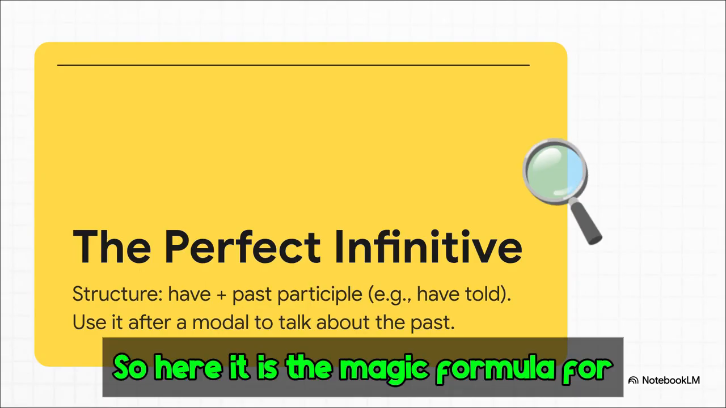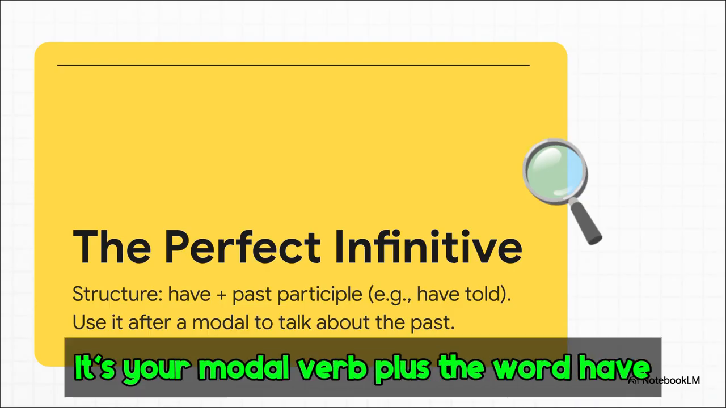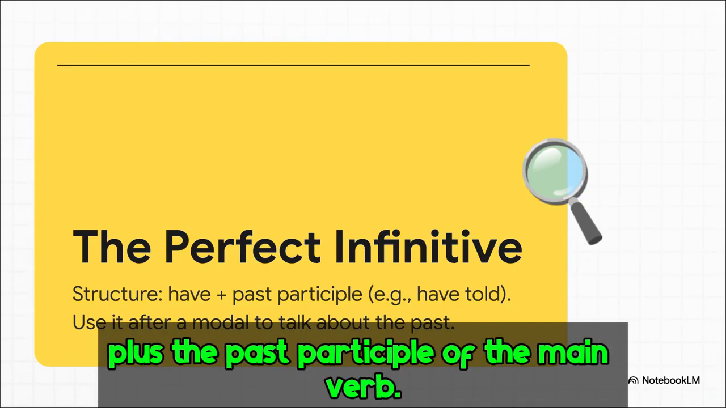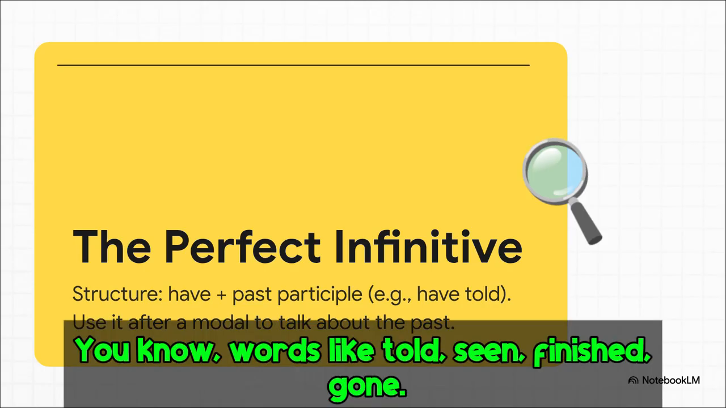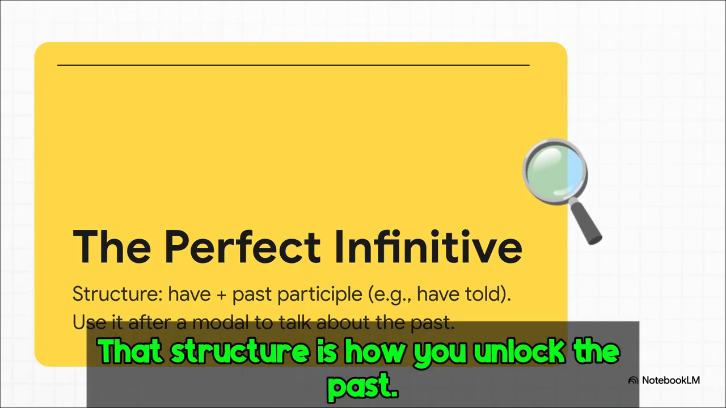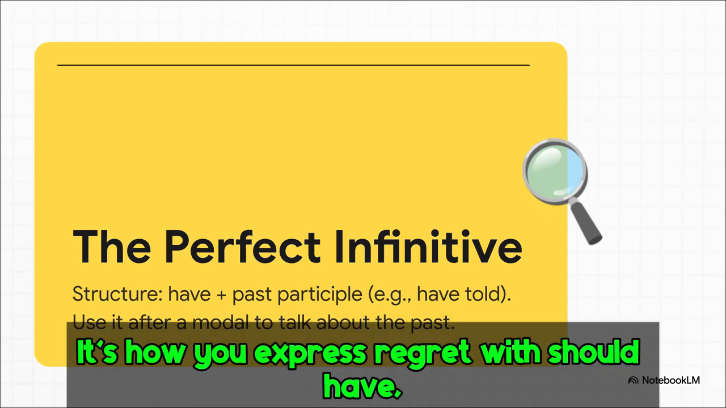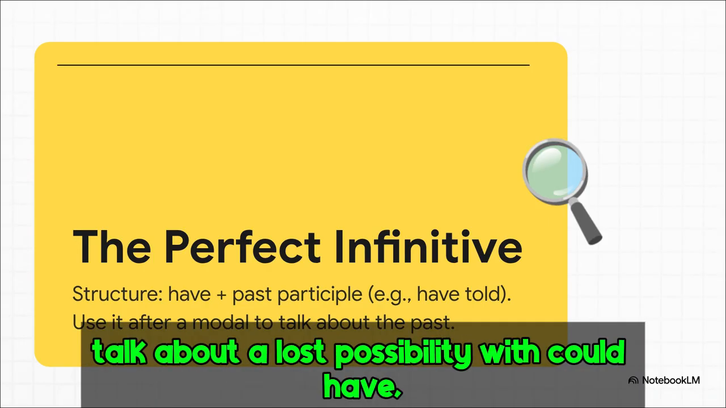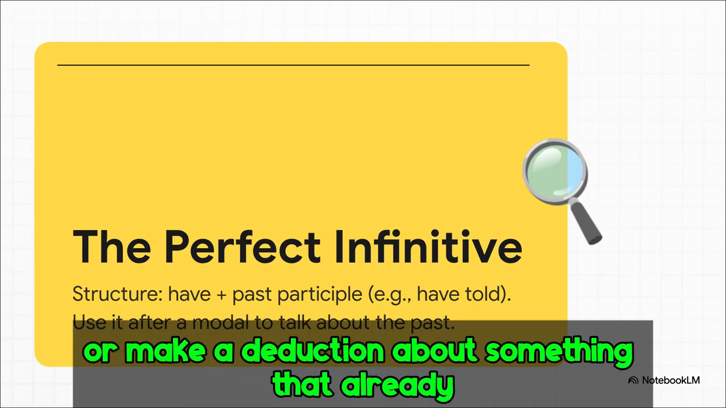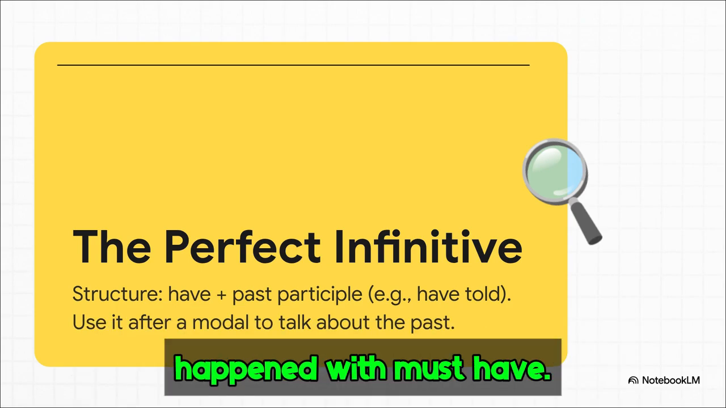So here it is, the magic formula for your time machine. It's your modal verb plus the word have plus the past participle of the main verb. Words like told, seen, finished, gone. That structure is how you unlock the past. It's how you express regret with should have, talk about a lost possibility with could have, or make a deduction about something that already happened with must have.